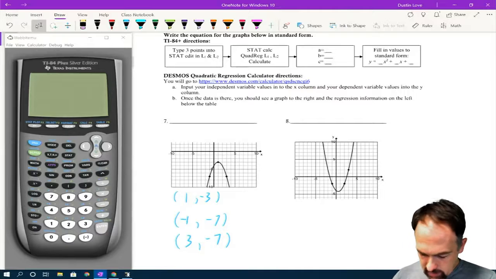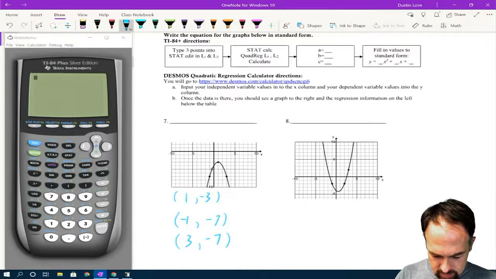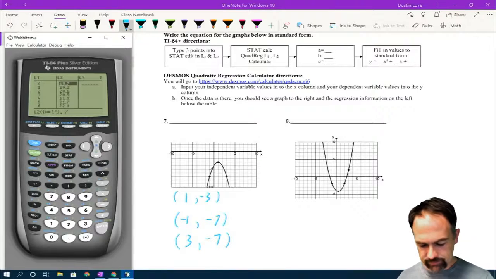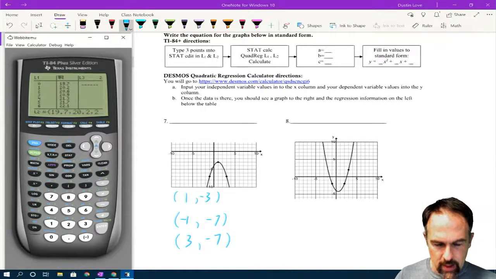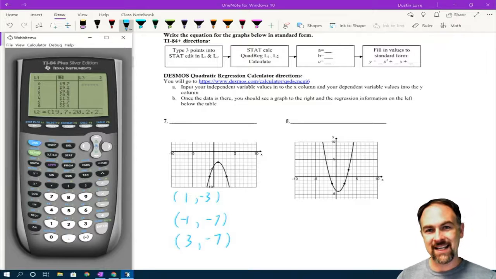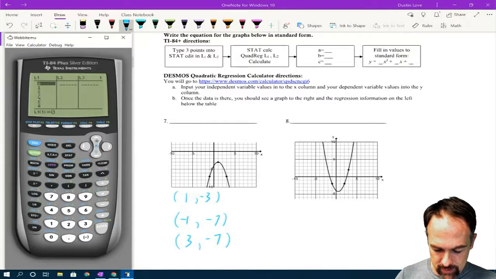So let's type the 3 points into Stat Edit. Now, if you've got stuff in here like I do, you want to press the up arrow and highlight L2. Do not hit the delete button. You want to hit Clear, Enter. If you press delete, you're going to screw yourself up. Actually, I'm going to go ahead and show you what happens.